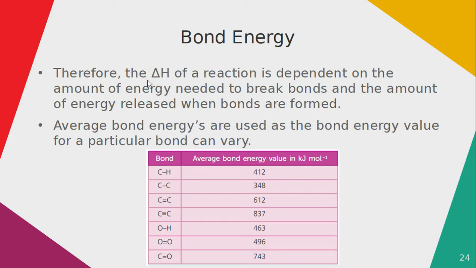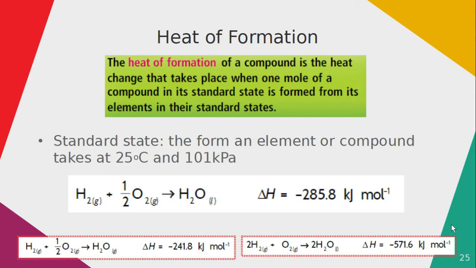So the delta H, the heat of a reaction, is dependent on the amount of energy needed to break bonds and the amount of energy released when new bonds are formed. So the overall delta H takes into account how much bond energy is required and then how much of that energy is released again when new bonds are formed.